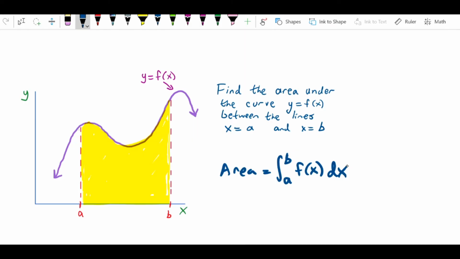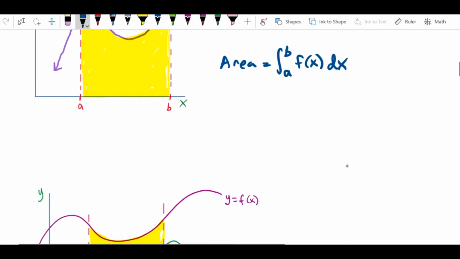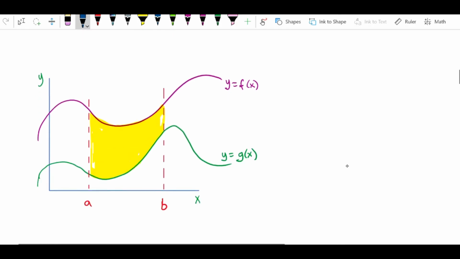So the problem is going to be instead to find the area between two curves like this. Here we have the purple curve on top, y equals f of x, and on the bottom the green curve y equals g of x, given the same interval a b. In other words, between the lines x equals a and x equals b, we want to find the area between those curves. One way to think about it is by analogy to a geometric problem you've probably seen.